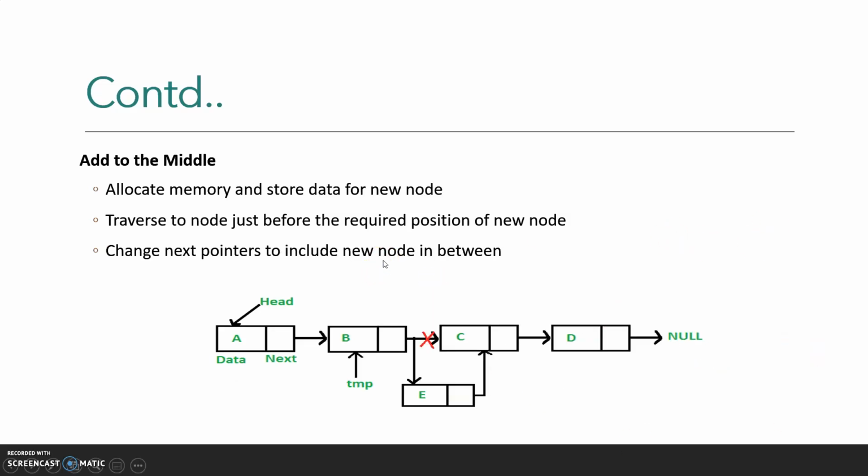Next, we can also add an element to the middle. For that, we again allocate memory and store data for a new node, then traverse to the node just before the required position of the new node, and change the next pointer to include the new node in between. So when we add in the middle of the linked list, we just remove the pointer from the location we have chosen and then connect that pointer to the newly added node.